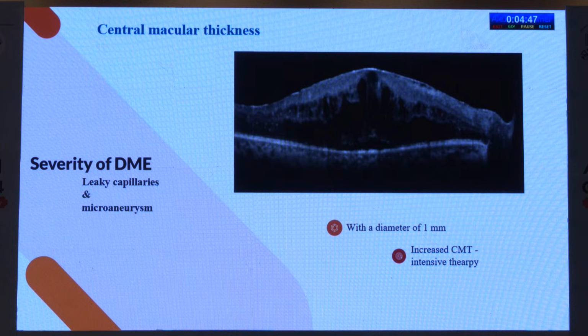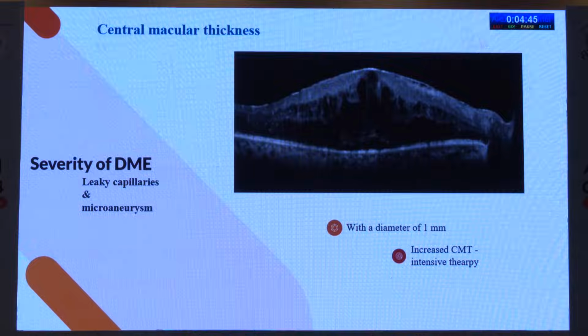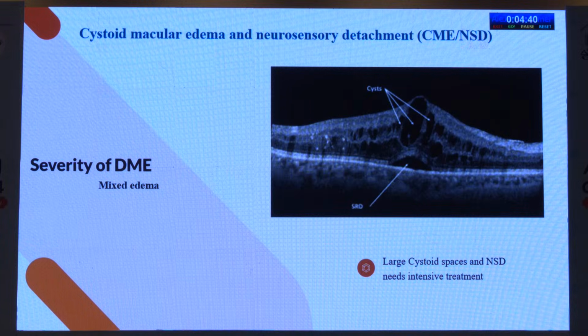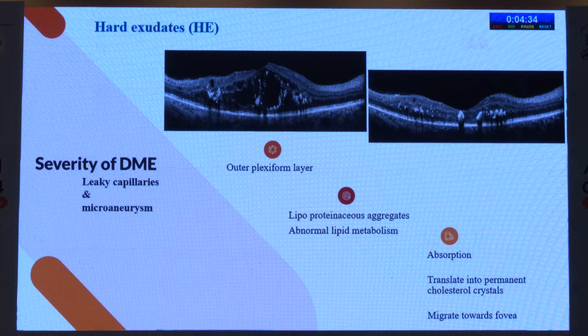Severity of DME: we are going to cover 4 things here. One is central macular thickness. The greater the thickness, the more intensive treatment is needed. Then combination of the DME: cystoid macular edema along with neurosensory detachment again demands intensive treatment. Hard exudates are hyperreflective materials with back shadowing. Basically they are aggregations of lipid and protein particles due to abnormal lipid metabolism. They could have 3 fates.